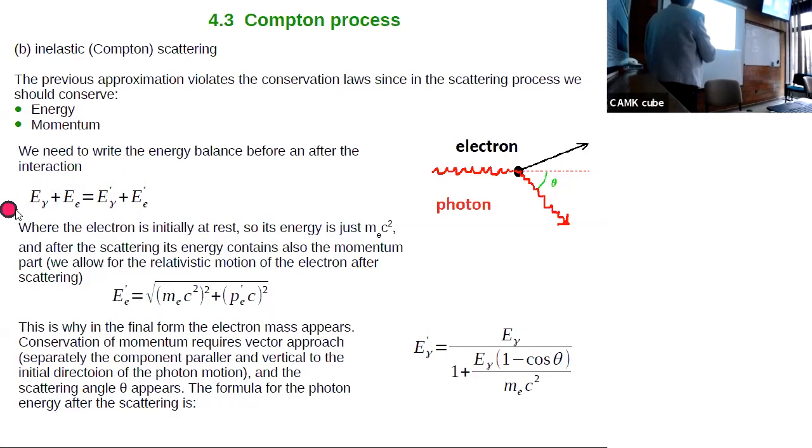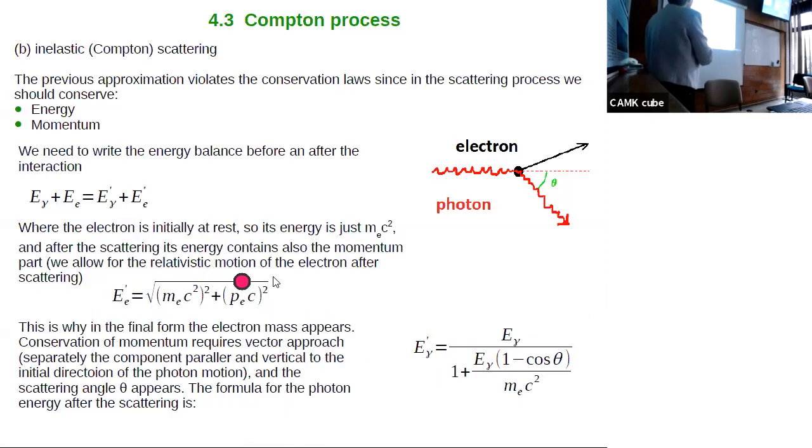The energy equation is apparently simple. It's just the photon plus electron before the scattering is equal to the electron plus photon after scattering. The momentum has to include the information about the direction, so you have to study separately the momentum perpendicular to the initial direction of the photon and parallel to the initial direction of the photon. Here we always assume that the electron is at rest before the scattering, but later, of course, the electron will have to go in this direction.